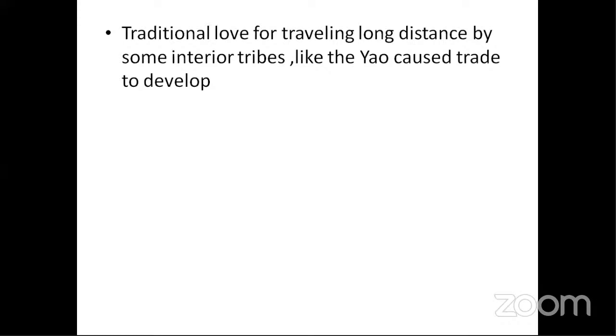There was traditional love for traveling. Yes, we have given this point. Love for adventure. There are those that wanted to travel long distances to discover what was beyond their areas of settlement, okay? And for example, there is the Yawo there, as you can see. That one led to development of the long distance trade. Was slavery practiced? We answered this one here, okay? I told you, yes.